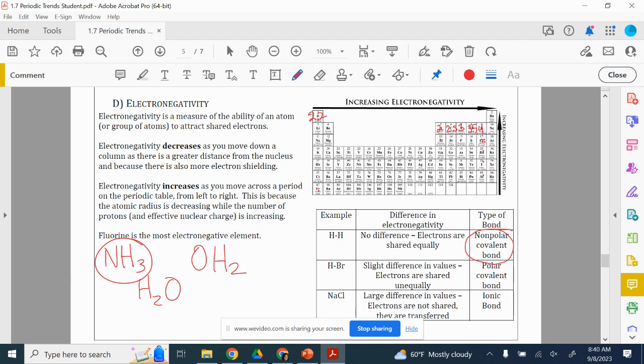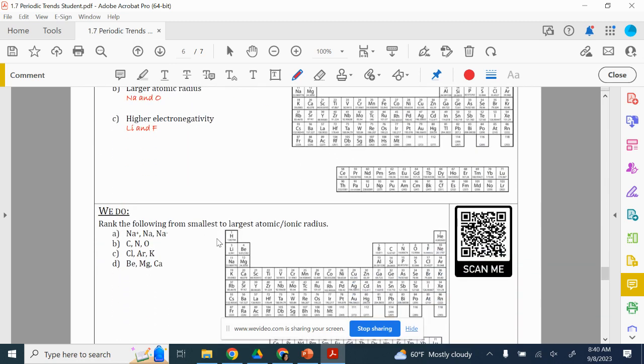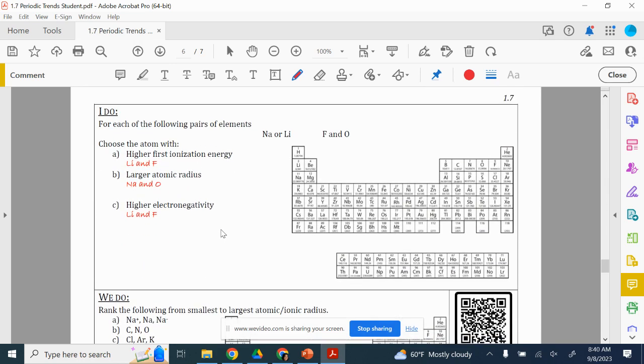All right, so questions about electronegativity. Fluorine wants it as bad as it can. Any element, they want an electron more than anything else. That's essentially electronegativity.